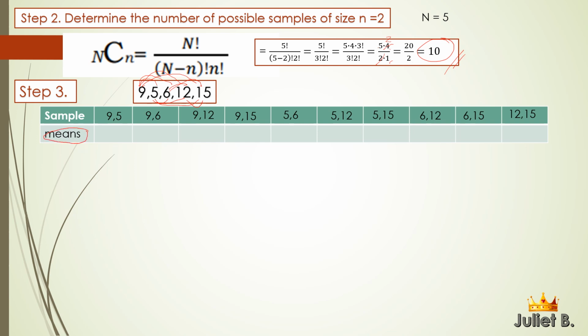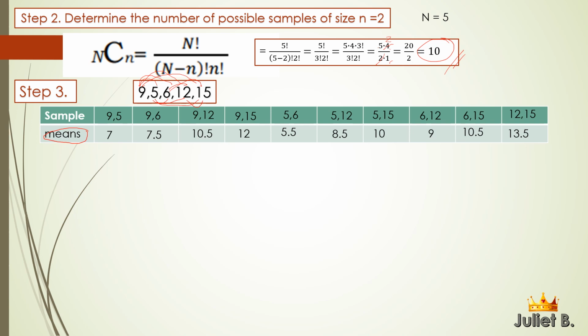Then, next ay yung mga means. Mean lang ng mga to. So, 9 plus 5 ay 14 divided by 2, 7. 9 plus 6 is 15 divided by 2, 7.5. 9 plus 12 divided by 2, 10.5. 9 plus 15, 24 divided by 2, 12. 5 plus 6, 11 divided by 2, 5.5. 5 plus 12, 17 divided by 2, 8.5. 5 plus 15, 20 divided by 2, 10. 6 plus 12, 18 divided by 2, 9. 6 plus 15, 21 divided by 2, 10.5. And 12 plus 15, 27 divided by 2, 13.5.